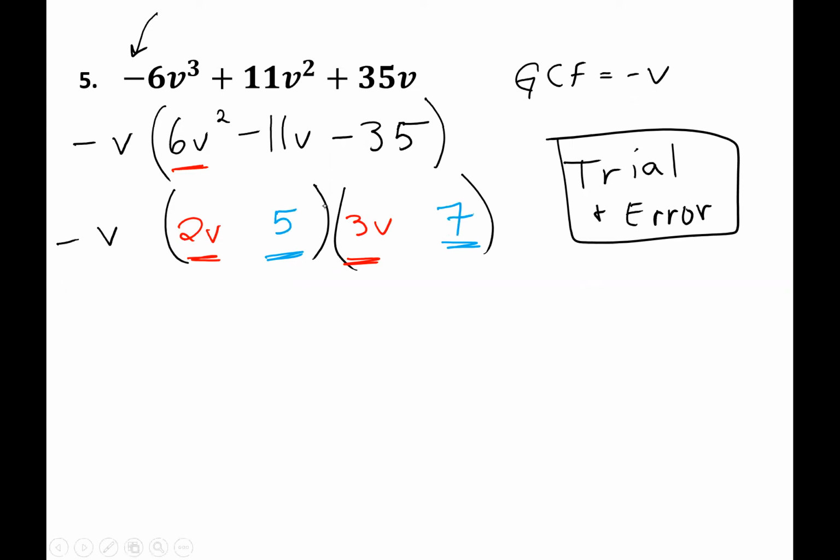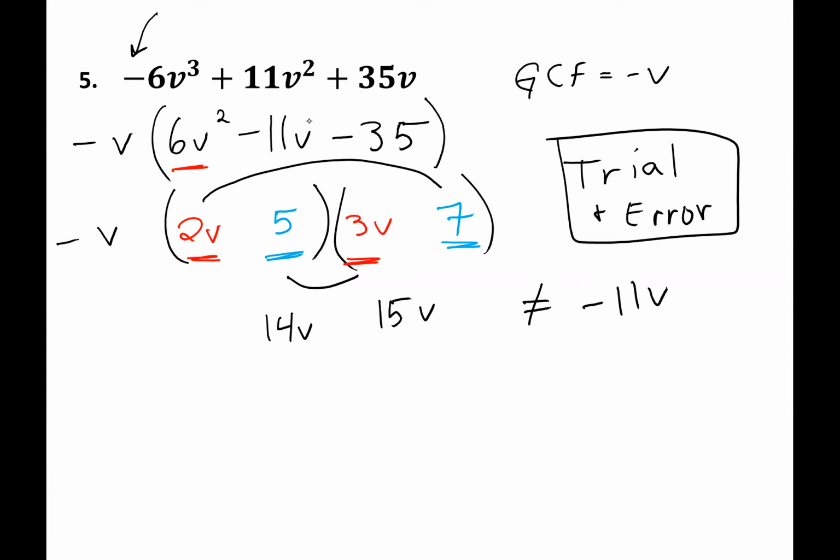If I check by doing FOIL, or just sort of an abbreviated version of FOIL, my outside and inside terms, 2v times 7 is 14v, 5 times 3v is 15v. Regardless of signs, this is not going to ever equal negative 11v, that middle term that we're looking for. So that will not work. So good try, but no. So let's try something else.